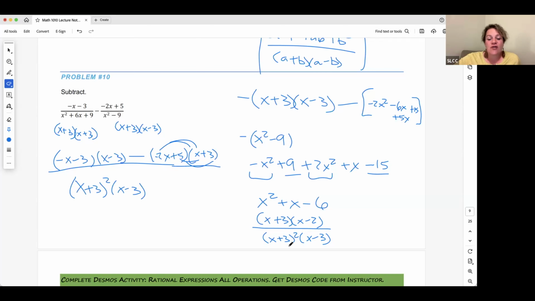Now, notice everything's in parentheses, so I am multiplying, which means I can divide. There are 2 x plus 3 terms here, so one of them will divide to 1, and I'm left with x minus 2 in the numerator and x plus 3 times x minus 3 in the denominator.